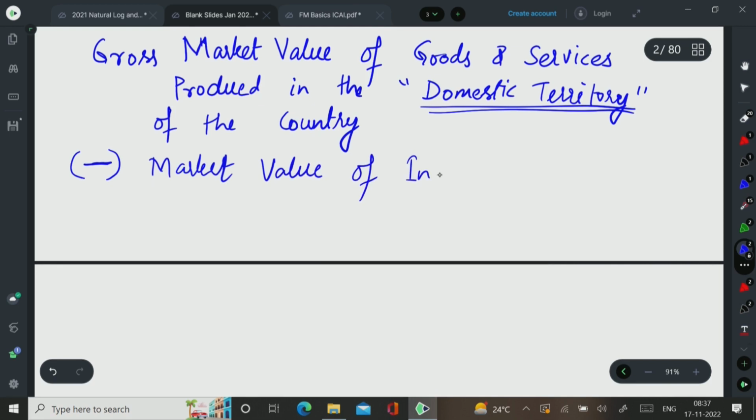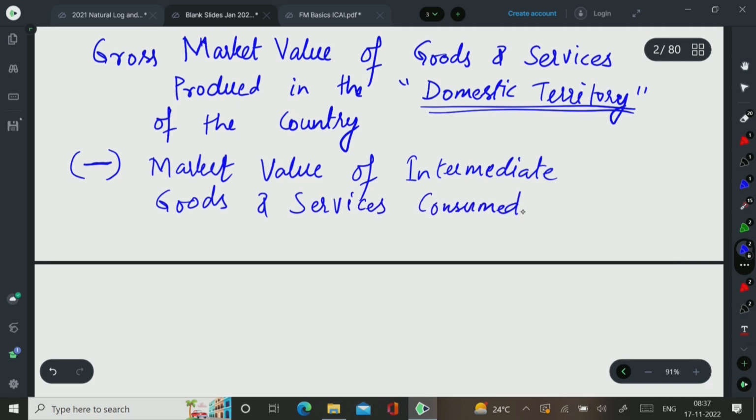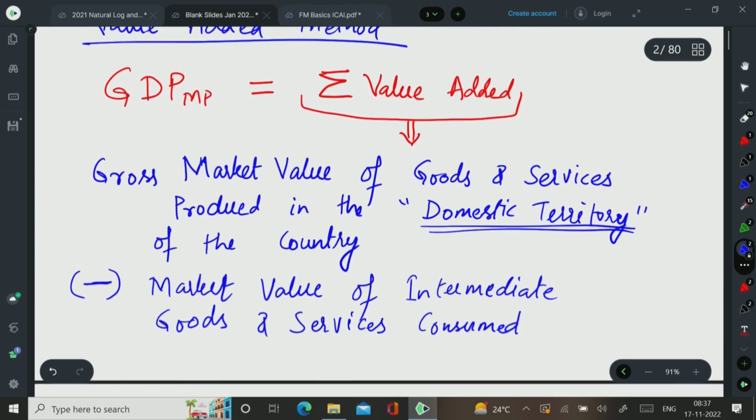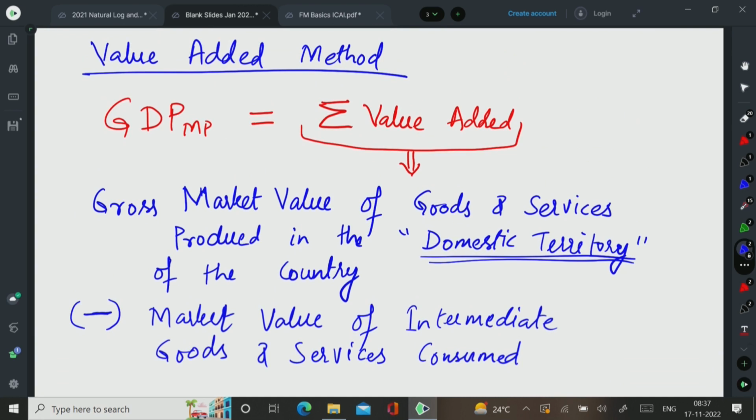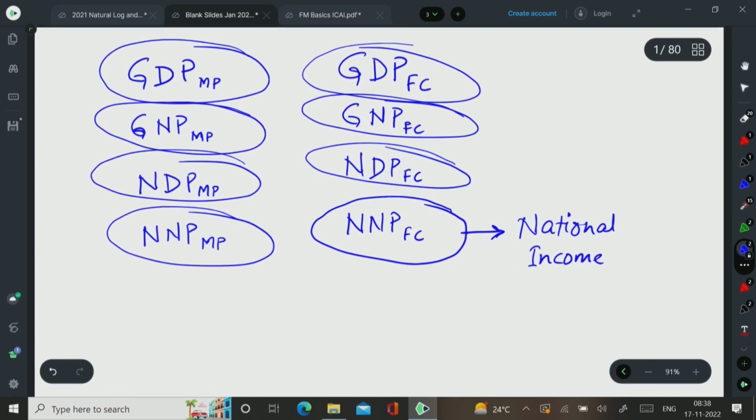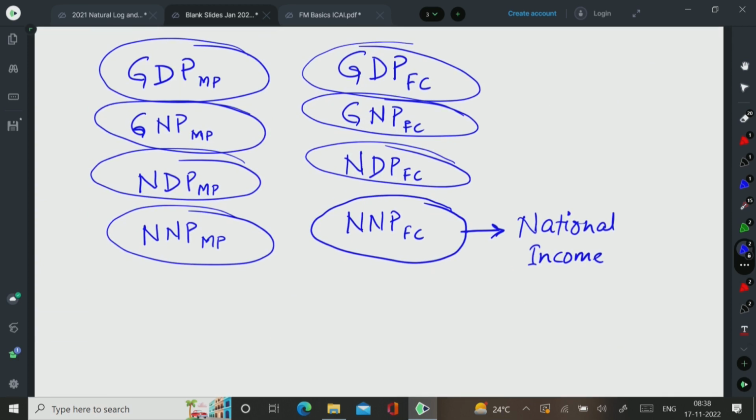of intermediate goods and services consumed. So, recollect, we have learnt this already. What I will do is, we are going to connect this information as the base to establish connection between these 8 factors by taking various examples one after the other.